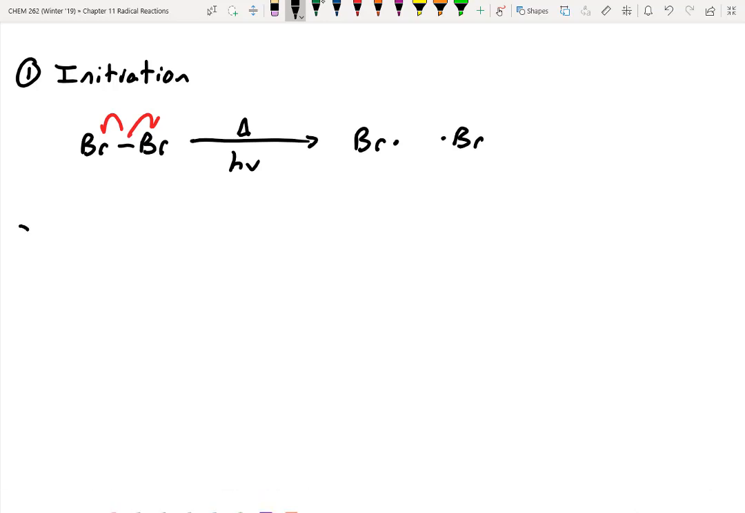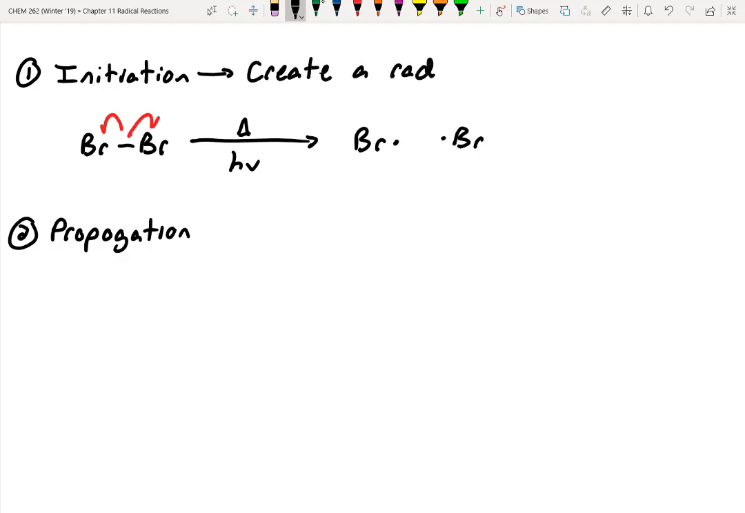All right, step 2, after we've generated our radicals, is propagation. Let me make a note here. Initiation means to create a radical. What do you think happens in propagation? Yeah, the radical is not created or destroyed.